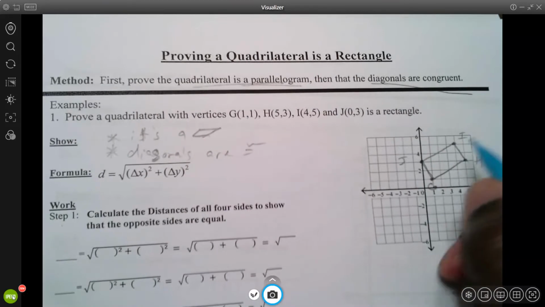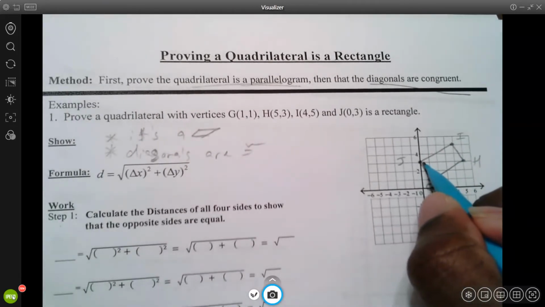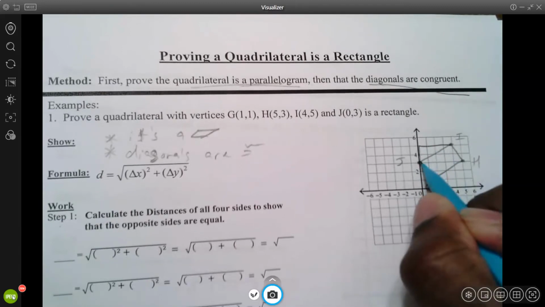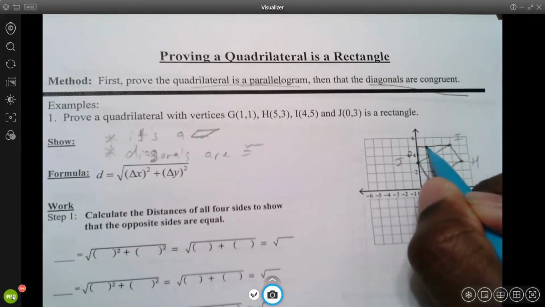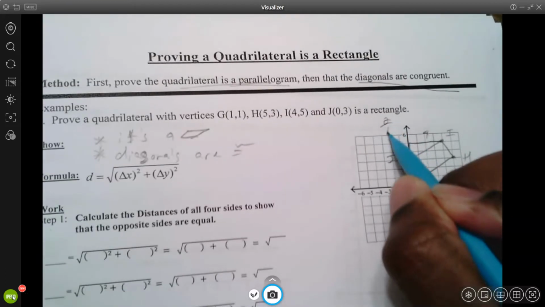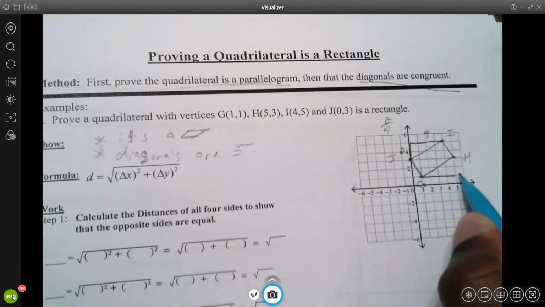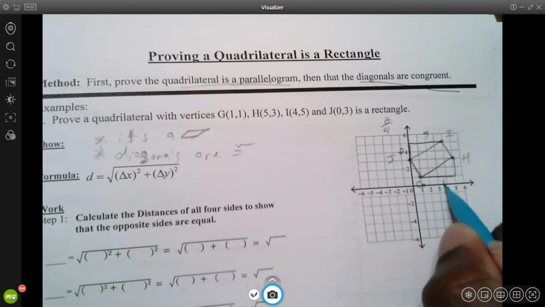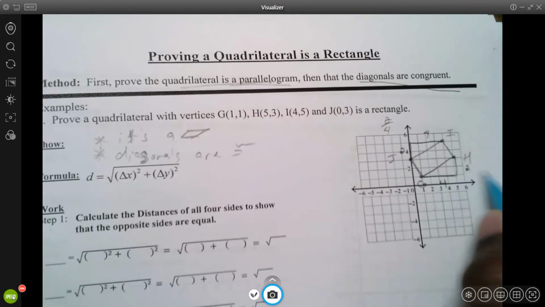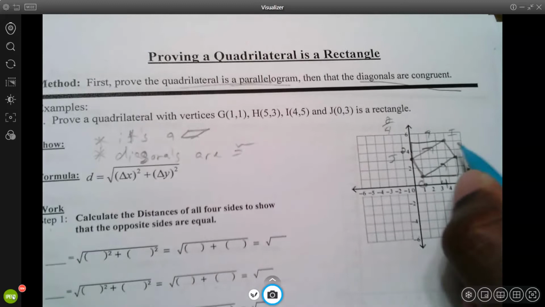So by showing this parallelogram, I know all my opposite sides have to be parallel. This side has a slope that is rise 2, run 1, 2, 3, 4. So that slope is 2 over 4. This slope, run 4, rise 2, so over 4 up 2. That's 2 over 4 as well. So these two sides are parallel.